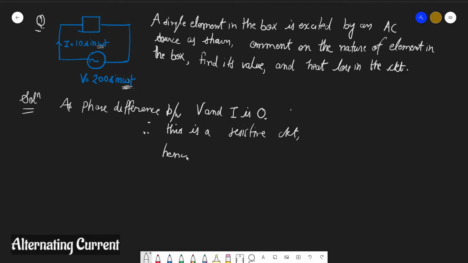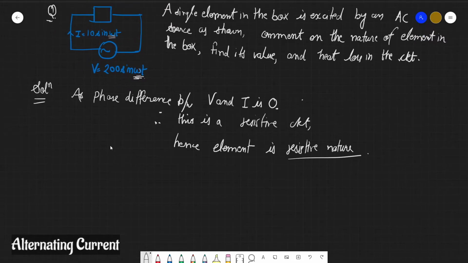Hence, the element is resistive in nature. From the last class you can see. So we have commented on the nature of the element in the box. Now we need to find its value.